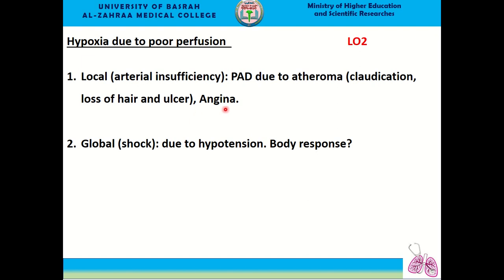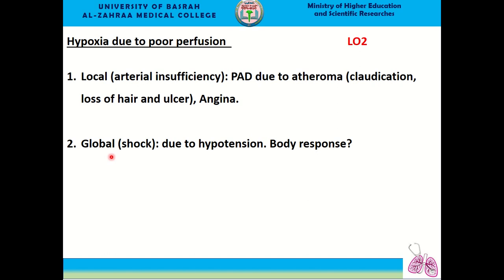While arterial insufficiency in the coronary arteries of the heart will result in what is called angina pectoris, and the patient will have severe chest pain on mild exertion. This is local poor perfusion. What about global poor perfusion? Global means there is low blood pressure or low blood volume.